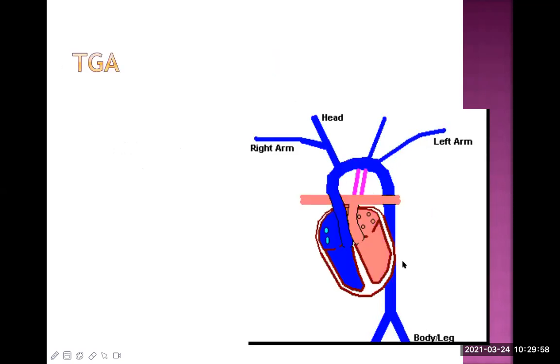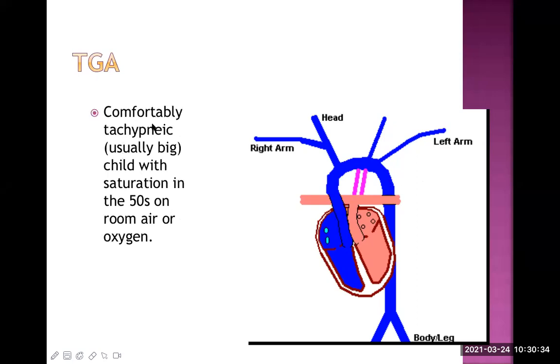TGA, you can clearly see the 2 different types of circulation here. This is the left ventricle, this is the right ventricle. From the right ventricle, the aorta is originating. You can see this is the aorta, with different branches. And from the left ventricle, the pulmonary artery originates. It is divided into 2 branches, and this is the PDA, or ductus arteriosus at this time, I should say. After the birth of the baby, I can call it PDA.